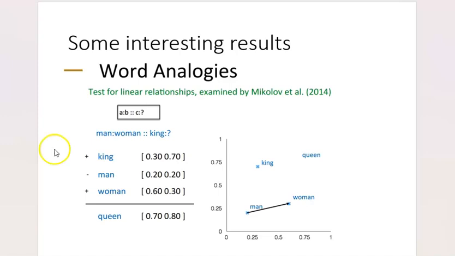Some interesting results when you apply this process is that you can actually predict word analogies. For example, look here, this is an embedding vector with just 2 dimensions. You can see that king has the embedding vector 0.3 and 0.7, man is 0.2 and 0.2, and woman is 0.6 and 0.3. When you do king minus man and then add woman, typically you should expect to end up with queen, which ends up being true. So there is a linear relationship in this embedding space that we can discover.